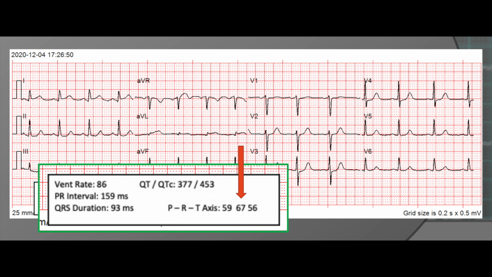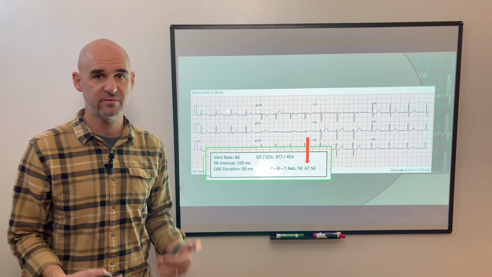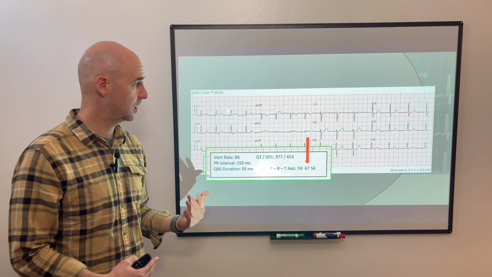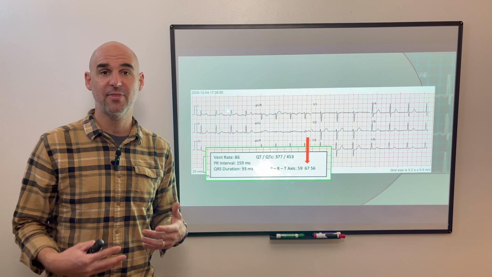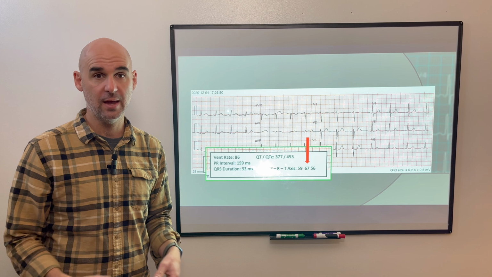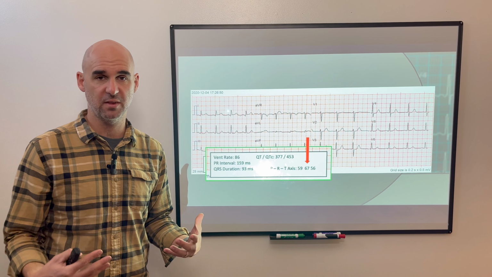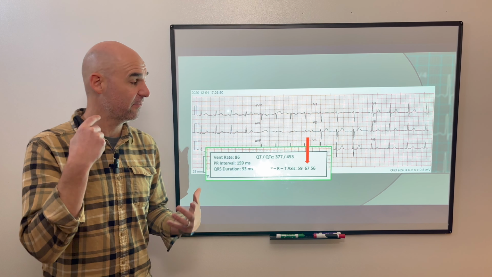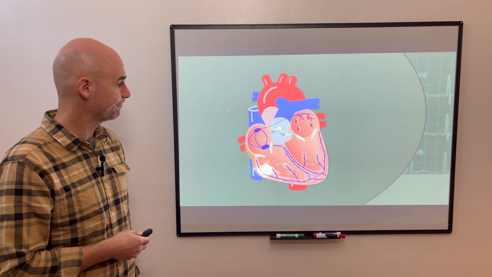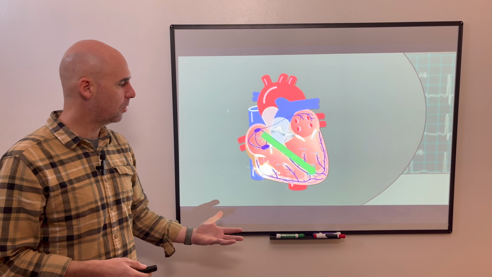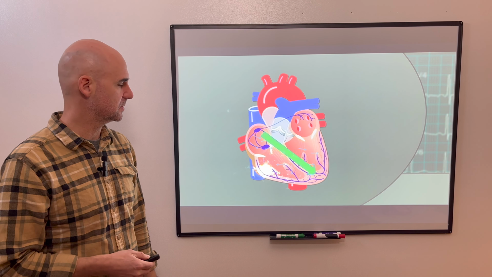You can see in this one, it says 67 degrees. Well, that is between 0 and positive 90. So in this patient's 12 lead, we can see that their axis is normal, okay? And again, that tells us that we have normal conduction going on, especially within the ventricles, and that means we have good efficiency. Again, a normal-looking axis when that happens.